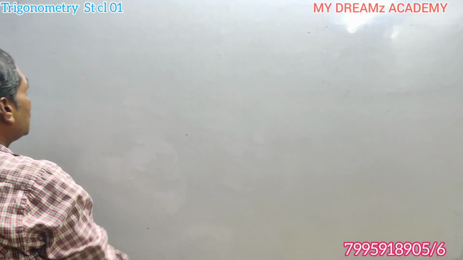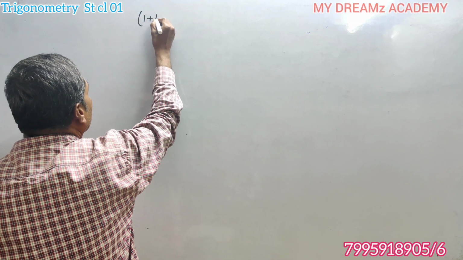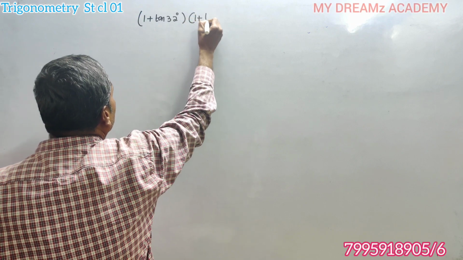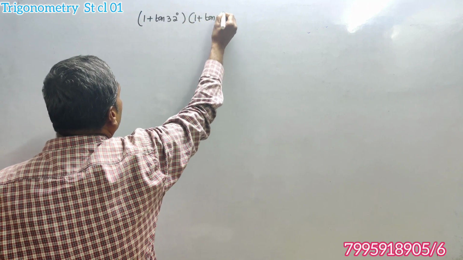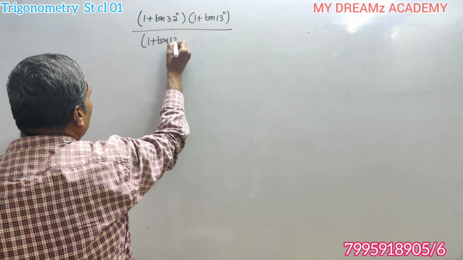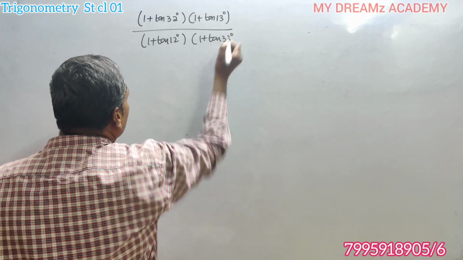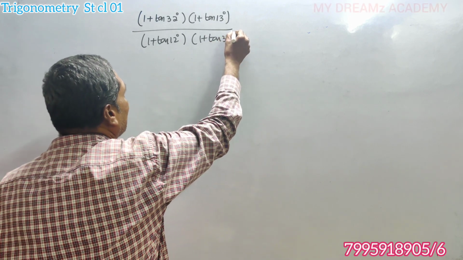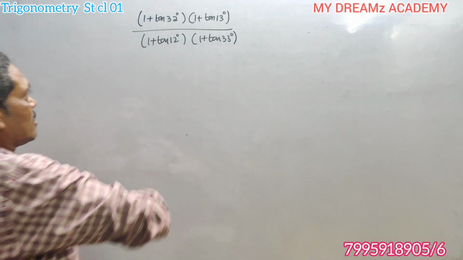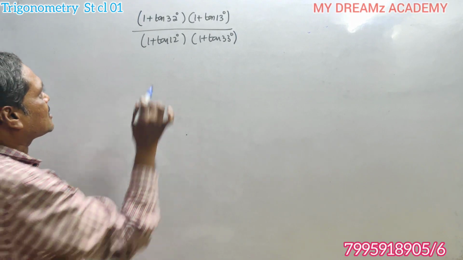If you ask the value of (1 + tan 32)(1 + tan 13) / ((1 + tan 12)(1 + tan 33)). This type of problems is asked in the EAMCET only. In the numerator, just observe, within seconds we can write the answer.